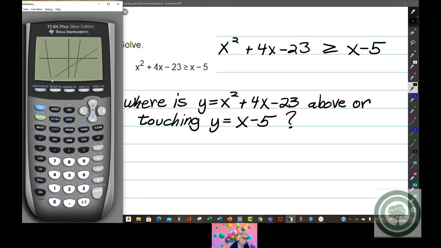Okay, let's go a little lower so you can see where these intersect down here. There now. Up on the x-axis is where these guys are touching. Let me copy it over there so I can mark it up.